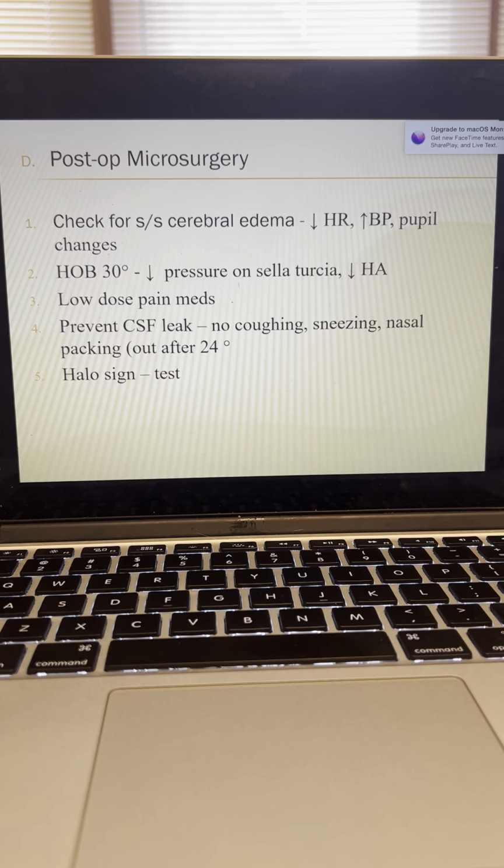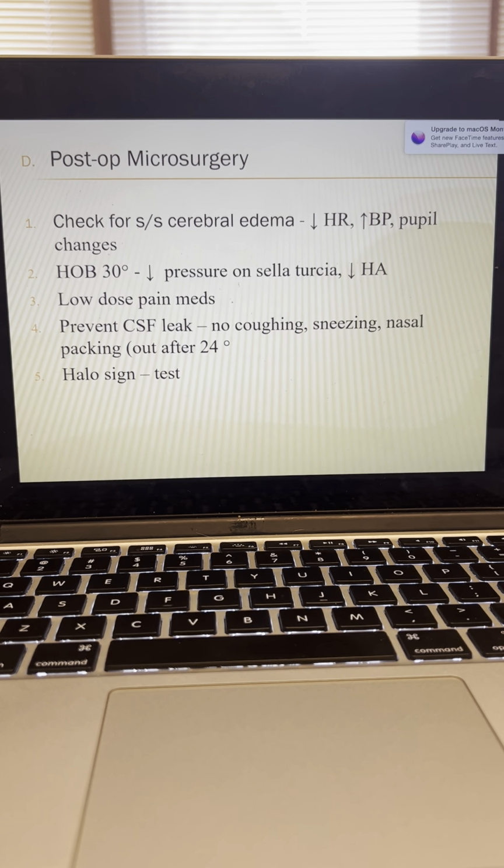We want to prevent cerebral spinal fluid leaks. So we teach them not to cough, sneeze. And you say, how do you do that? But I know you've all been out in public where you didn't go, achoo, you went and tried to suppress it. And that's what they need to do.